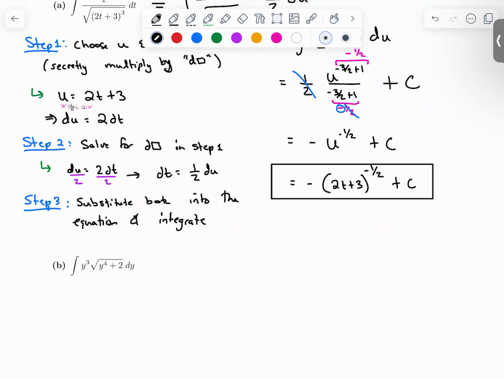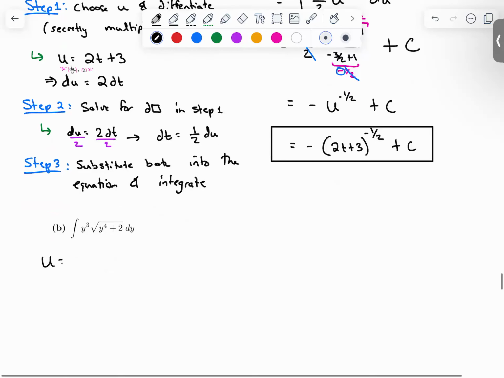Okay, please. This next one, the integral of y cubed times the square root of y to the 4th plus 2 dy. What would be a good choice for u? Take a second. Based on our typical choices, the correct choice would be the inside of that radical. So we're going to make u equal to y to the 4th plus 2.